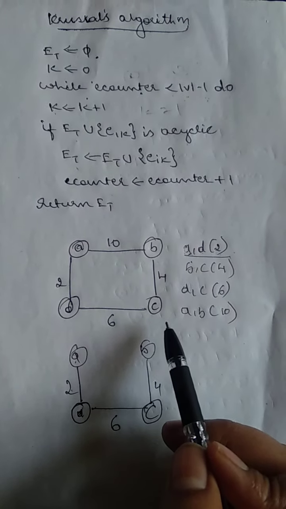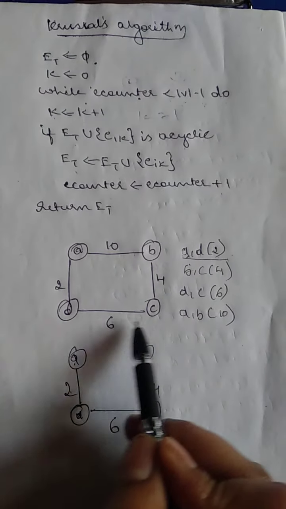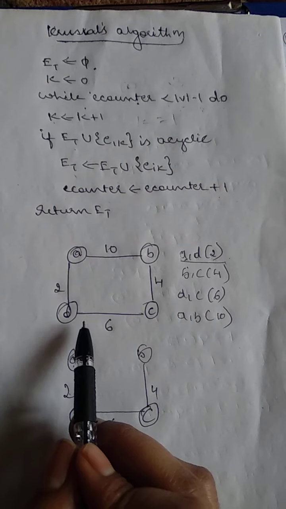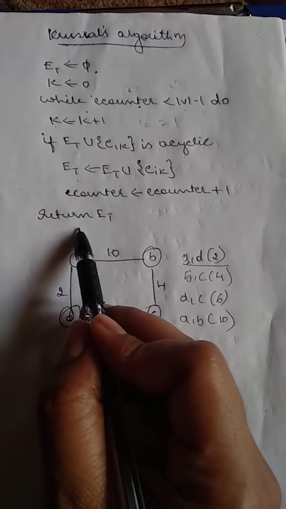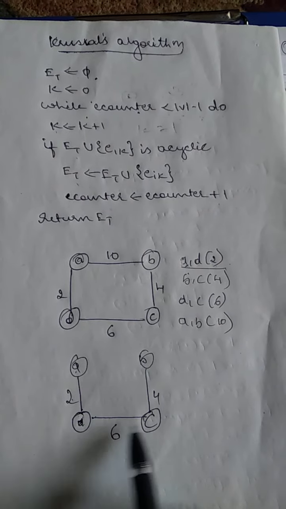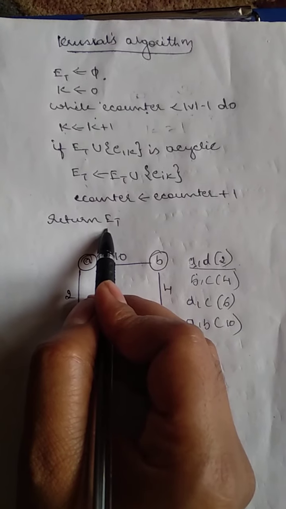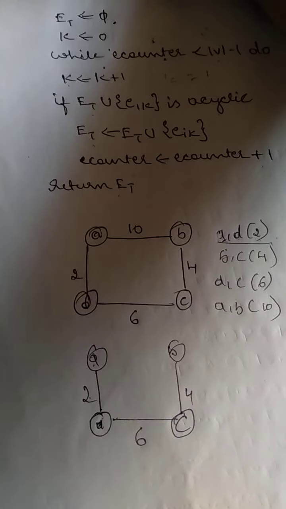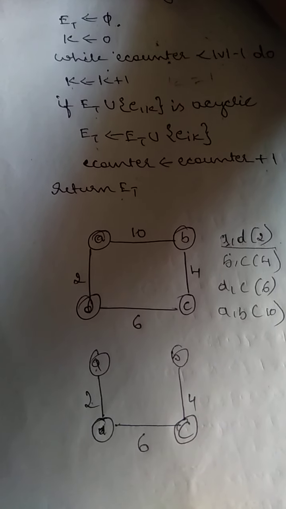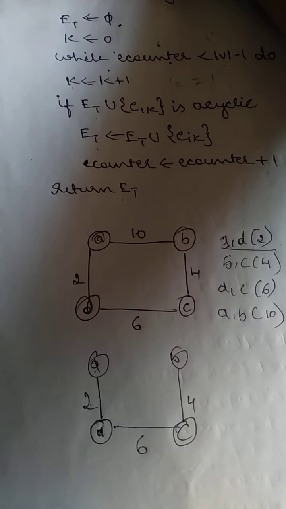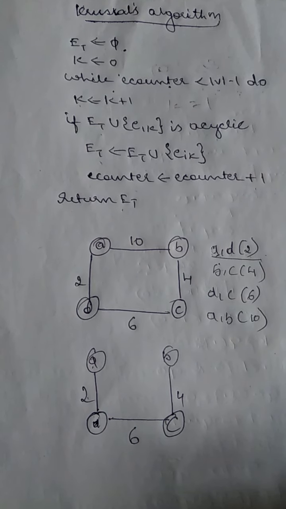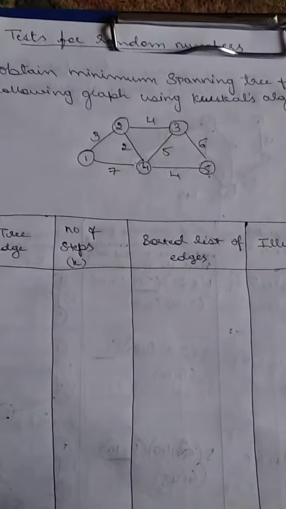Likewise, it returns back to the while loop until the condition becomes false, that is, until all the vertices are visited. Then you return ET, the edges that you have got. This is Kruskal's algorithm. Now let's go to a problem for Kruskal's algorithm, and then you'll know how to solve it.